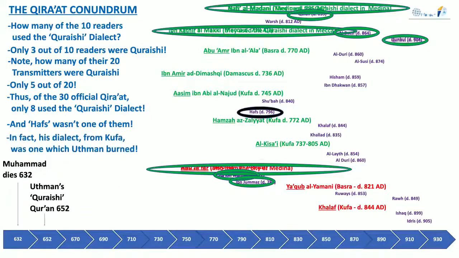What's more, his dialect from Kufa was one which Uthman burned. So, which many even accused of being untrustworthy. You know, a liar. He created narrations where he wanted to. He tried to make his stronger than it should have been.